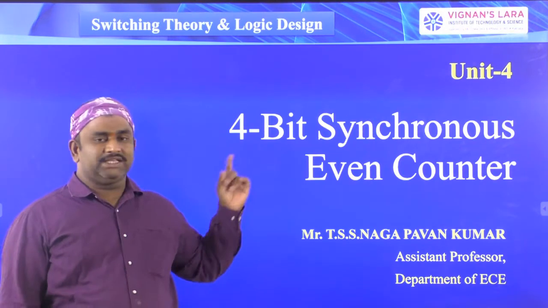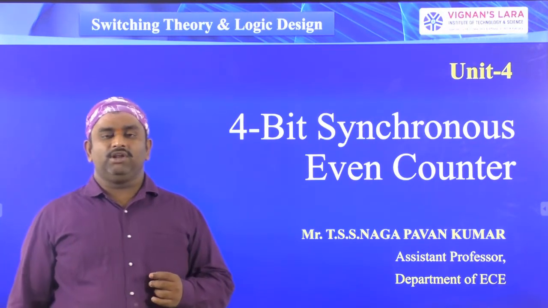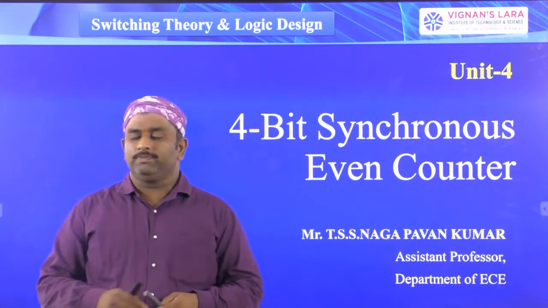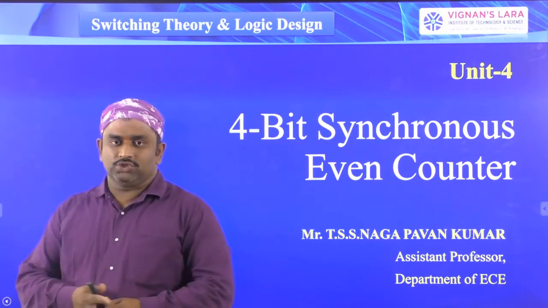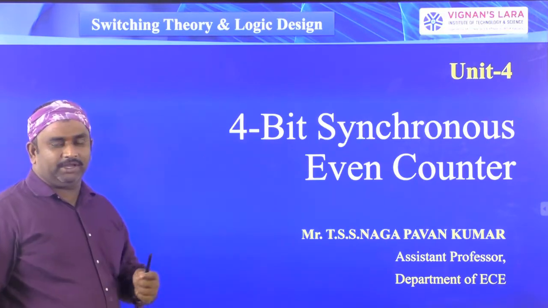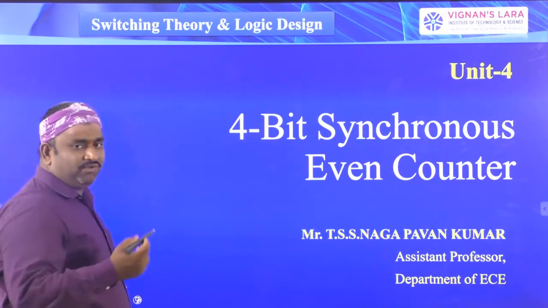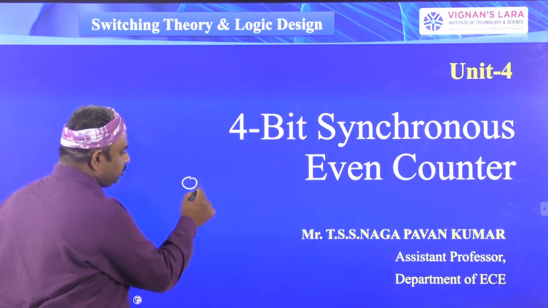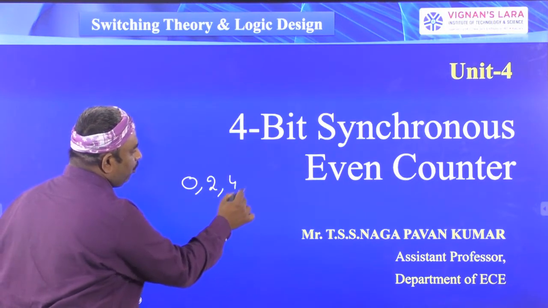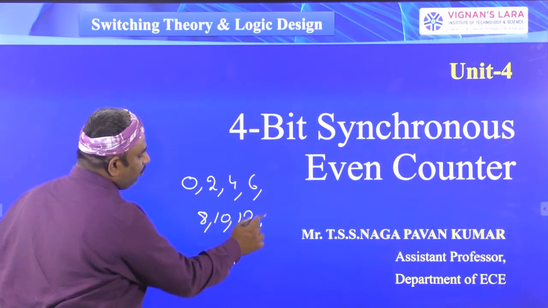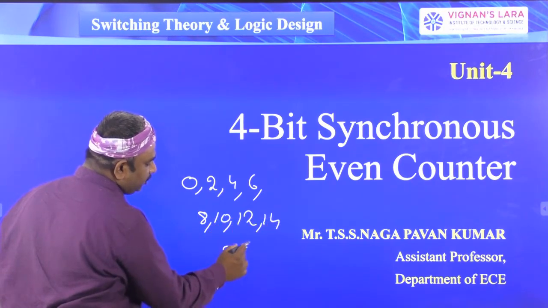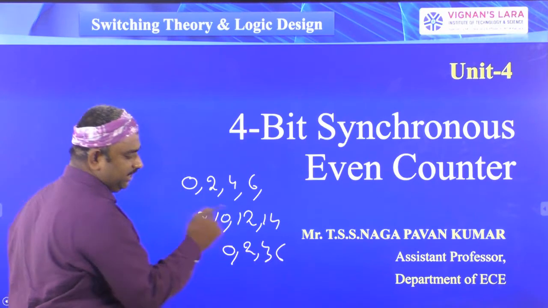Now here, the synchronous even counter. Even counter means here we have to count 0, 2, 4, 8 like that. So, for example, I am taking a 4-bit even counter. The counts for the 4-bit even counter are 0, 2, 4, 6, 8, 10, 12, 14. After that, again 0, 2, 4, 6.